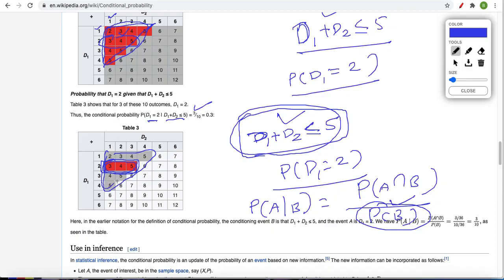So that is the total of 10, right? Out of this, A intersection B is this, which is 3. So 3 out of 10, right? So this was a simple introduction to conditional probability.